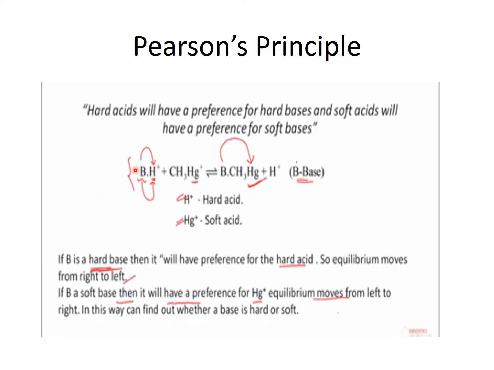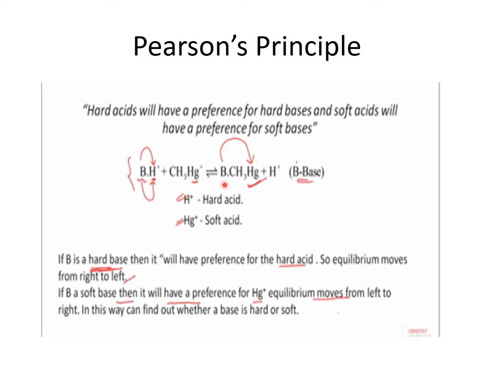Pearson's principle. Consider the example BH+ plus CH3Hg+ gives BCH3Hg+ plus H+. In this case, H+ is a hard acid, CH3Hg+ is a soft acid, whereas B is the base. If B acts as a hard base, then it will have preference for a hard acid. So, equilibrium moves from right side to the left side.